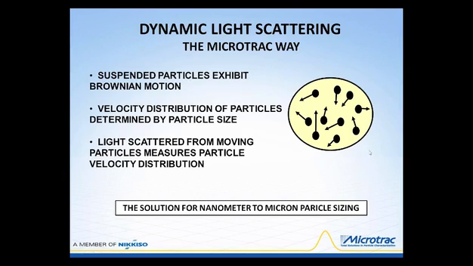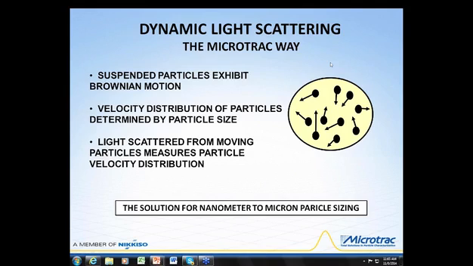The basics of dynamic light scattering stem from the physical phenomenon of Brownian motion. All suspensions of particles have a thermal interaction with the media that they're in, and that results in particles being in constant motion. The distribution of this motion, if it's thought of in terms of velocities, gives a determination of the particle size.